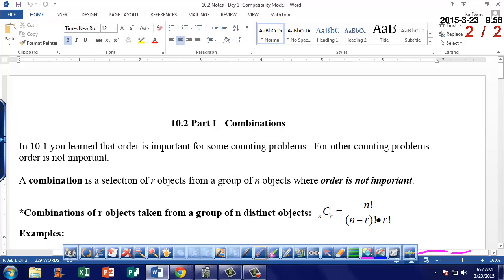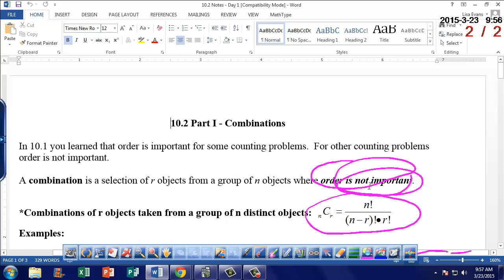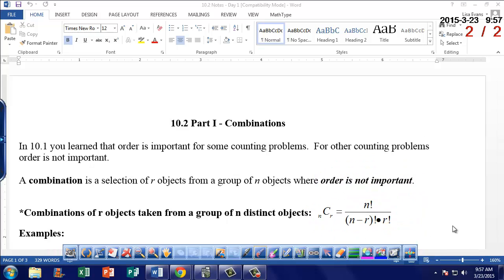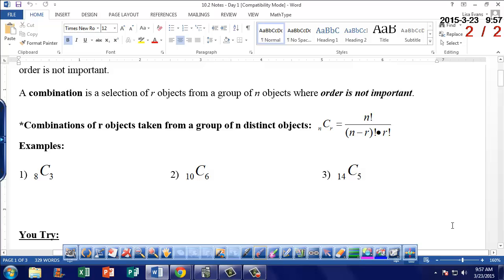Circle, highlight, underline this. Order is not important when we do combinations. The formula for combinations is this. Again, we can go ahead and plug it in separately. We could take our n factorial, divide by n minus r factorial multiplied by r factorial. But when you do all that, it's very important that you put parentheses in the denominator. Or we can go ahead and use a combinations key on our calculator, which I showed you when we were doing permutations, and I'll show you again in a minute.